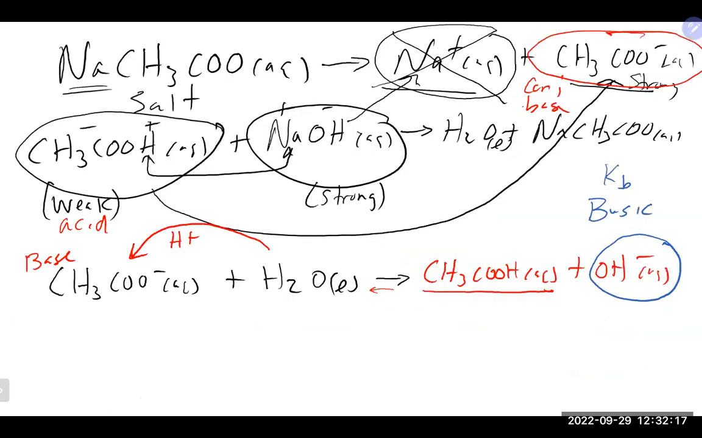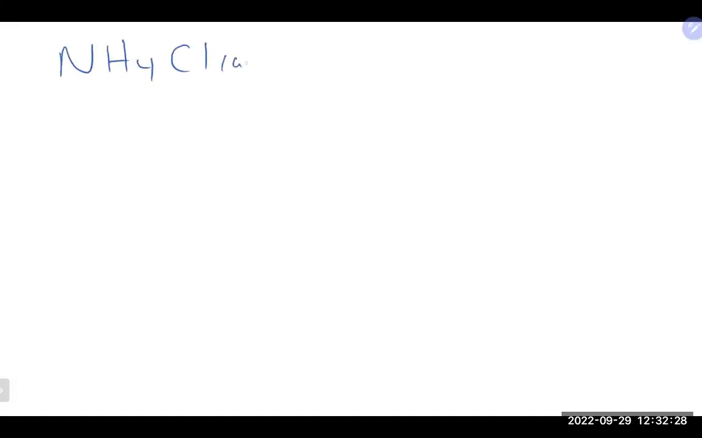Now, we could also have a salt that is an acidic salt. And let's say we took something like ammonium chloride, which I think is what you have on your paper there. So ammonium chloride is a salt. And once again, it breaks apart into ammonium and chloride.